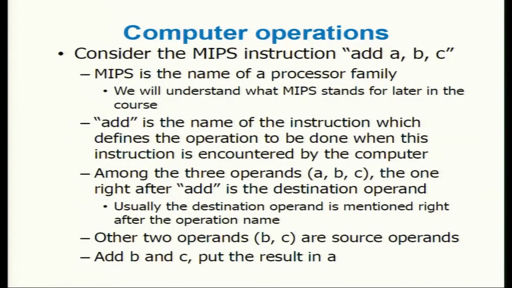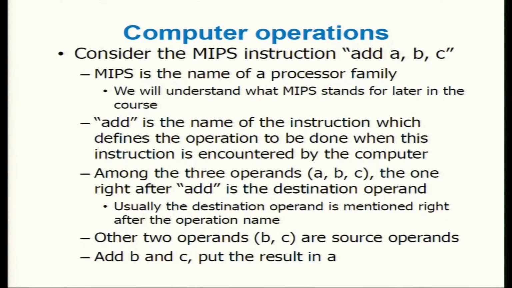Of course, I'm not going to explain that. So anyway, this instruction add A, B, C means that add is the name of the instruction, which is often called the mnemonic of the instruction. And among the three operands A, B, C, the one right after add is the destination operand. That's why typically we write instructions with the destination appearing after the name of the instruction. So in this case, A is the destination. Essentially what it is saying is that you add B and C, put the result in A. Okay, right?